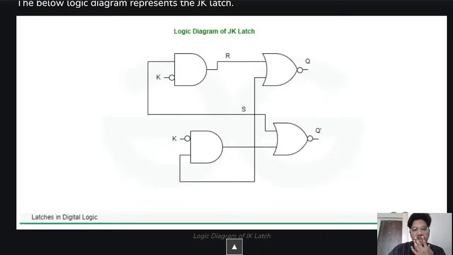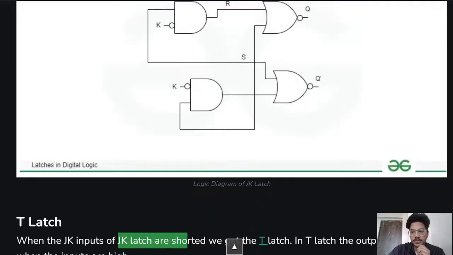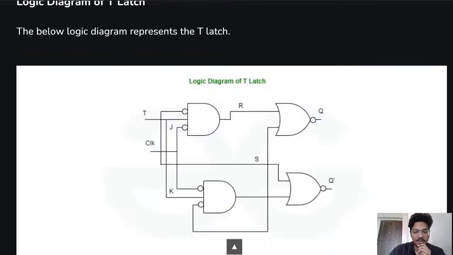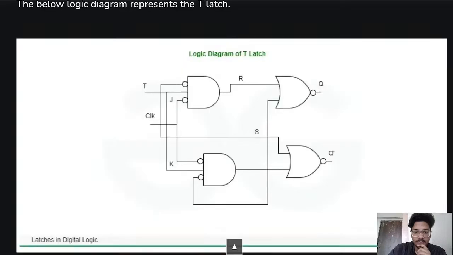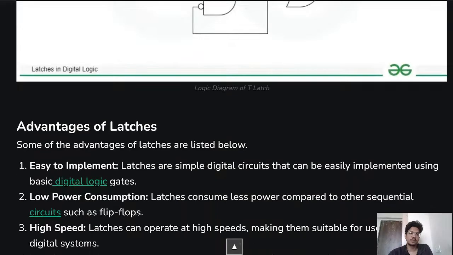Right now, simply one input is NOT, and another input is given to this one. This one is the JK, but in this case one input is given to this one and another input is given to this one. Both are connected by J, and the T portion is given to this one, to which the clock is given.